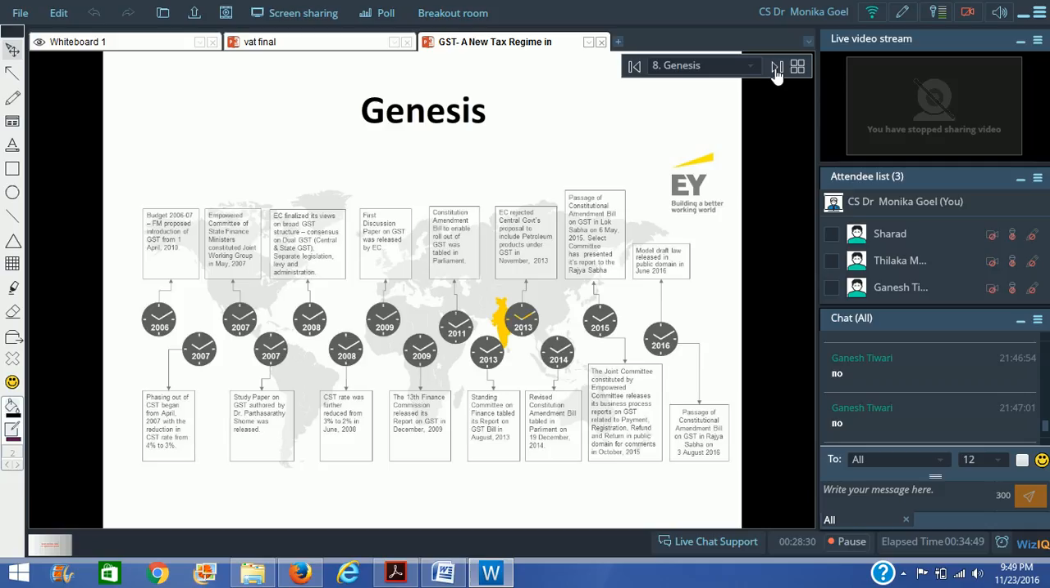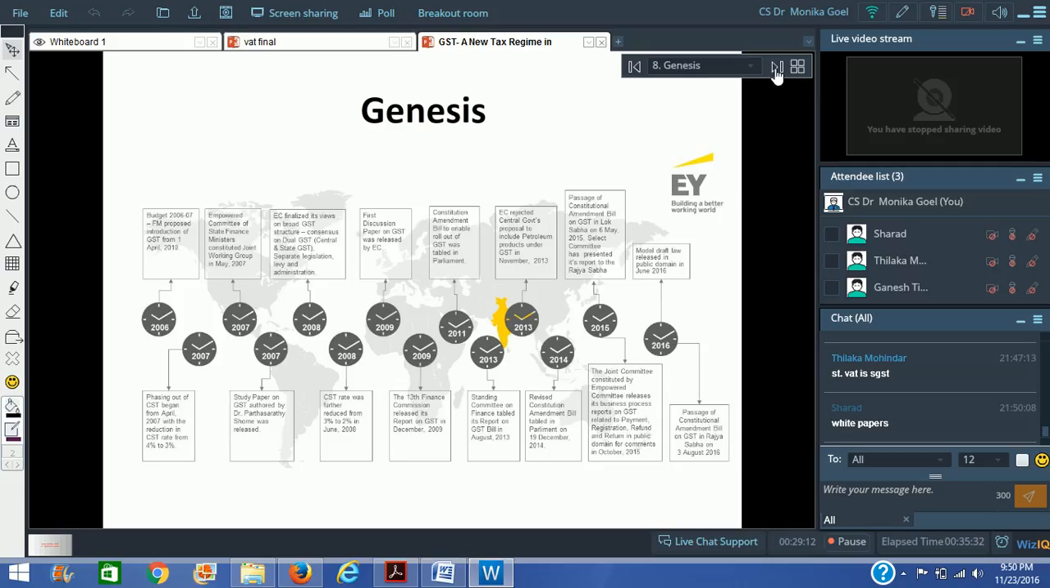Then an empowered committee of state finance ministers was constituted, and they started working on it. They came up with a report, authored by Dr. Partha Sarthi, one of the very well-known economists in our country. The empowered committee finalized its views and created its report. Then the CST rate was reduced from 3% to 2% in 2008. The first discussion paper was released. A lot of discussions were happening and a lot of papers were being presented. The basic structure of GST was ready by 2008-2009, and we're still on that structure, with certain important changes definitely.